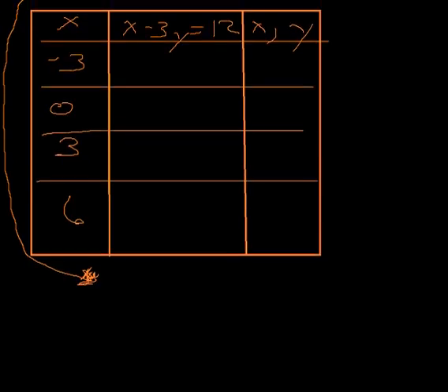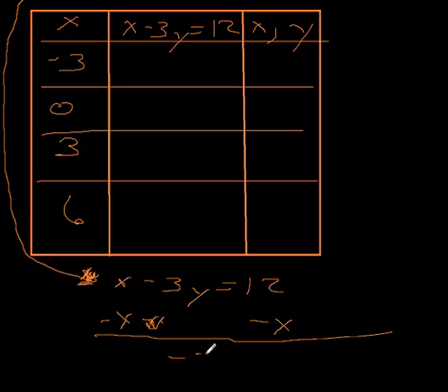So now I've got x minus 3y equals 12. Well, let's get x on the other side. So now I have to subtract x on both sides here. So now I have negative 3y equals, let's start with negative, I'm going to put x first. Negative x plus 12. Cool.